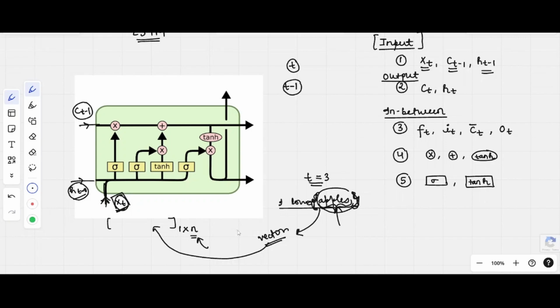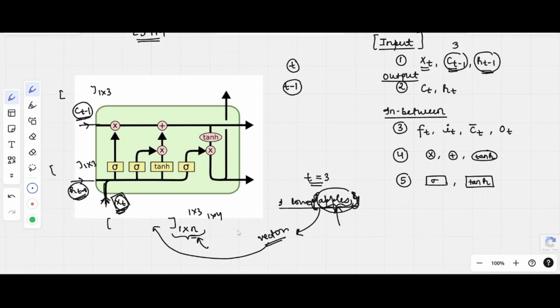And this ht minus 1 and ct minus 1 are coming from the previous LSTM. Now you might wonder, what if this is our first LSTM? Then these will be nothing but vectors of zeros. The length of this vector can be any, it could be 1 cross 3 or 1 cross 4, but LSTM has a rule that the length of this vector and the length of this vector have to be the same. So if we have a 1 cross 3 vector here, then our ht minus 1 will be exactly of that same dimension, 1 cross 3. This is the rule of the LSTM, which you have to keep in mind.